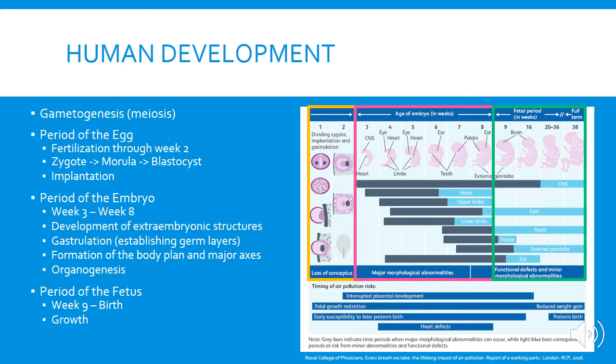The last period is the period of the fetus, and it goes from roughly week 9 through birth. And a lot of that time, which is the bulk of a human pregnancy, is actually spent in growth and maturation, and not so much in the forming of specific structures. So what we're showing in this table here is this early first 2-week period, the period of the egg, followed by a several-week period of the embryo, and then finally the fetal period.